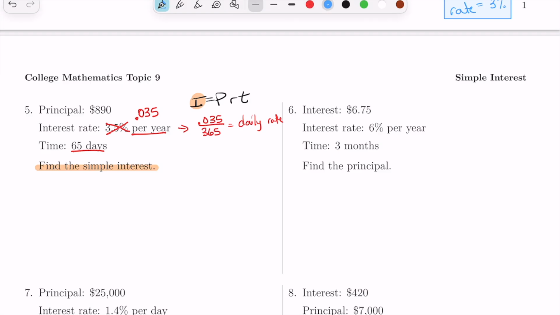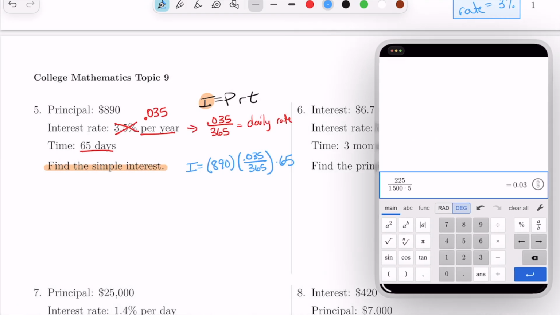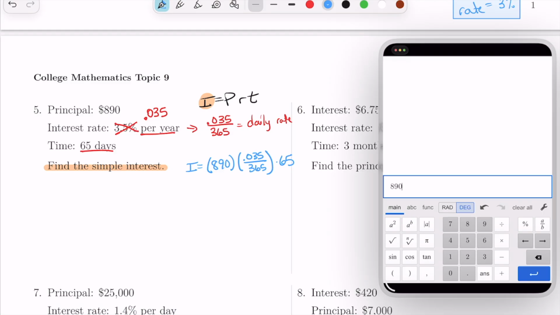So let's go ahead and substitute all these in. I have I equals P, that's 890, times R, which I'll use 0.035 over 365, and then times my time, which is 65 days. Okay, we'll grab the calculator. This gets us 5.547.